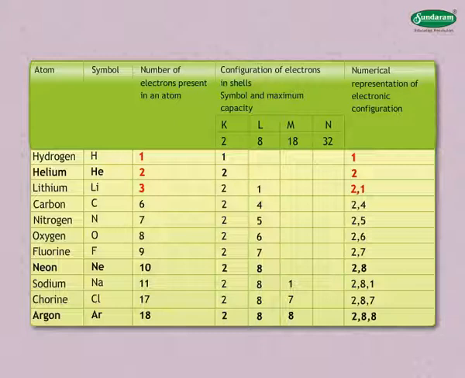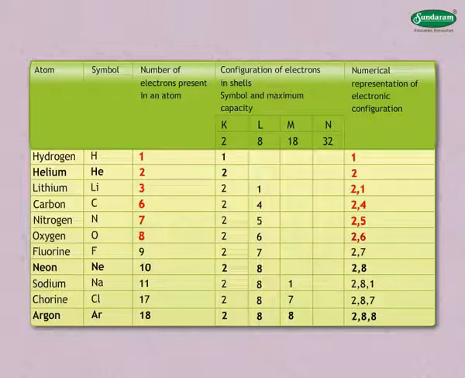The number of electrons present in the carbon atom is 6, and the electronic configuration is 2, 4. The number of electrons present in the nitrogen atom is 7, and the electronic configuration is 2, 5. The number of electrons present in the oxygen atom is 8, and the electronic configuration is 2, 6.